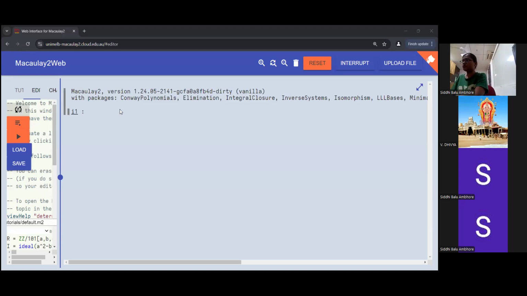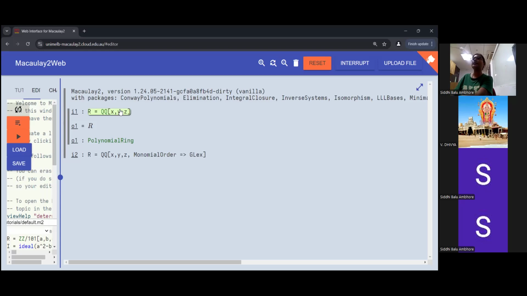So I have this ring, our ring is R. So let us call it R, Q[x, y, z]. But we also want R to have this graded monomial order, graded lexicographic order. If you remember, this is the word for graded lexicographic, to assign a graded lexicographic order to the ring.